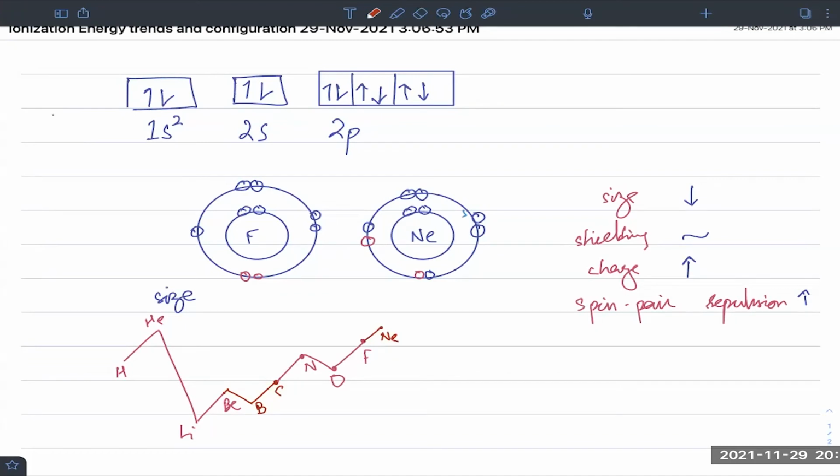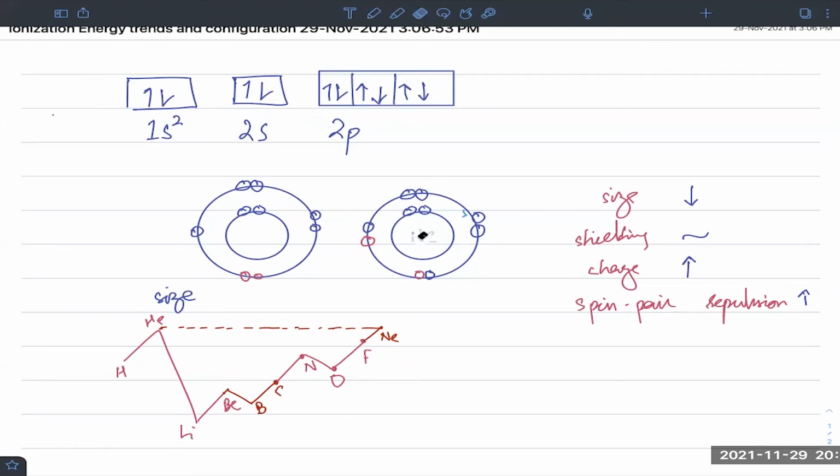Now, one important point. This is slightly less than the one for helium. Why? Because if you compare helium and neon, helium is still much smaller and neon is still bigger. So neon's should be easier to remove. So this was a simple case.